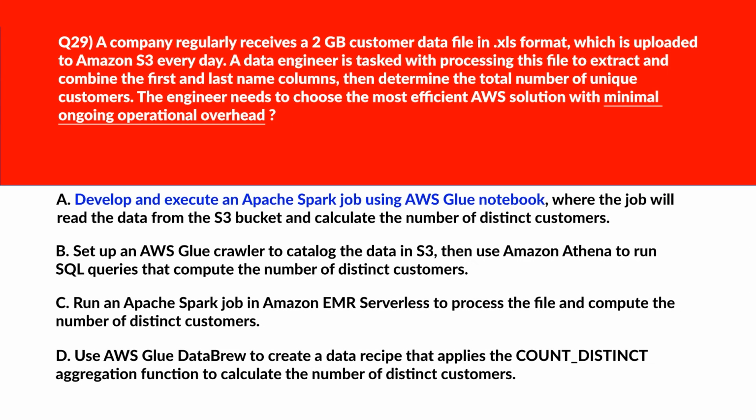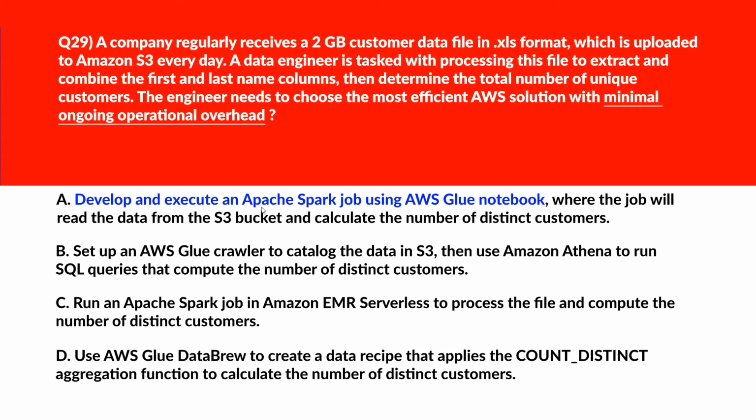Let's bring the heat to the snow. So we've got to select an option which should minimize operational overhead. If you look at option A, while AWS Glue notebooks with Spark introduces more complexity and management compared to using Athena with Glue's data catalog.